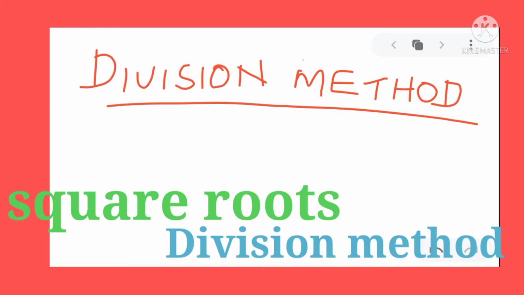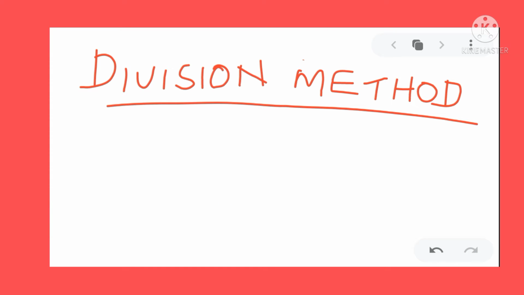Find the square root using division method. How can we find the square root of a number using the division method? Let us do one example. Here is the number 256. First we want to pair the number: 56 in one group and 2 in another group.